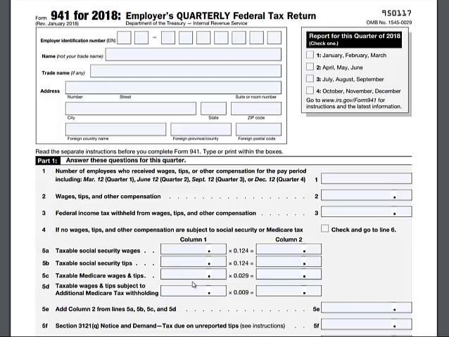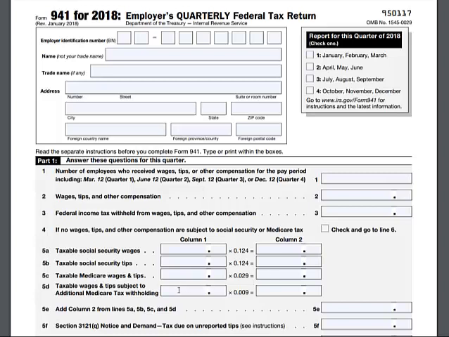Line 5C is for all the taxable Medicare wages. Remember, once again, we're only going to enter the amount of taxable Medicare. We're going to be reporting both the employer and employee portions just like we did up on the Social Security line.